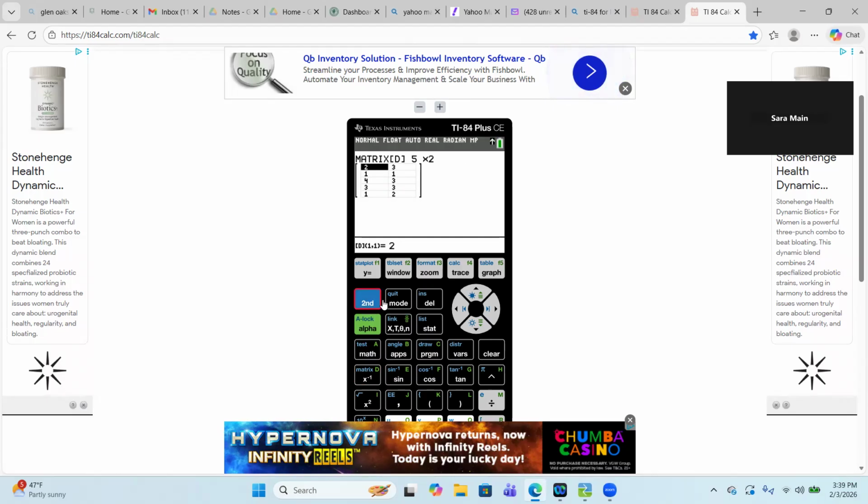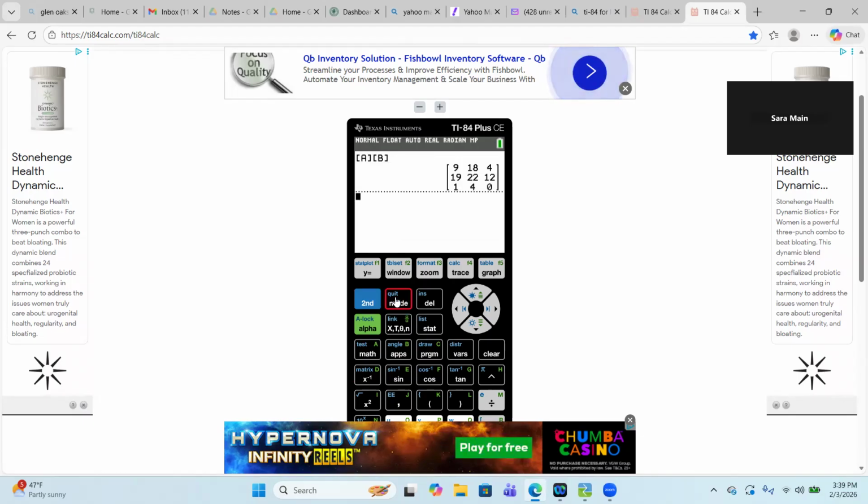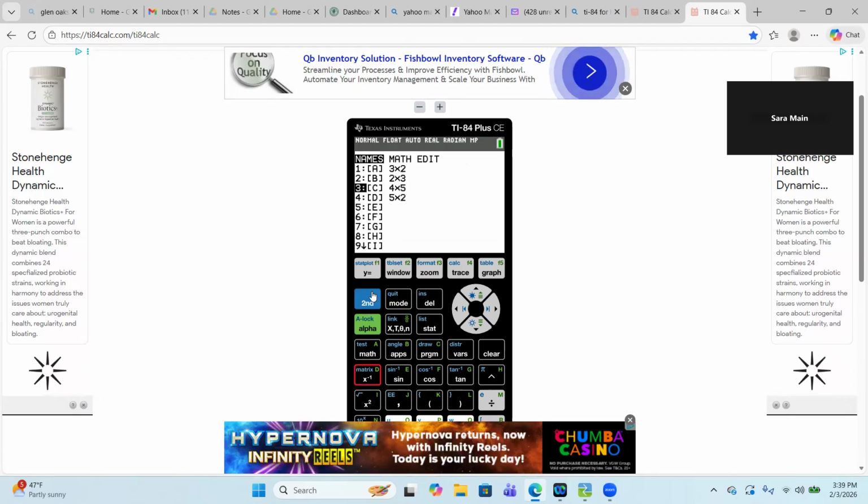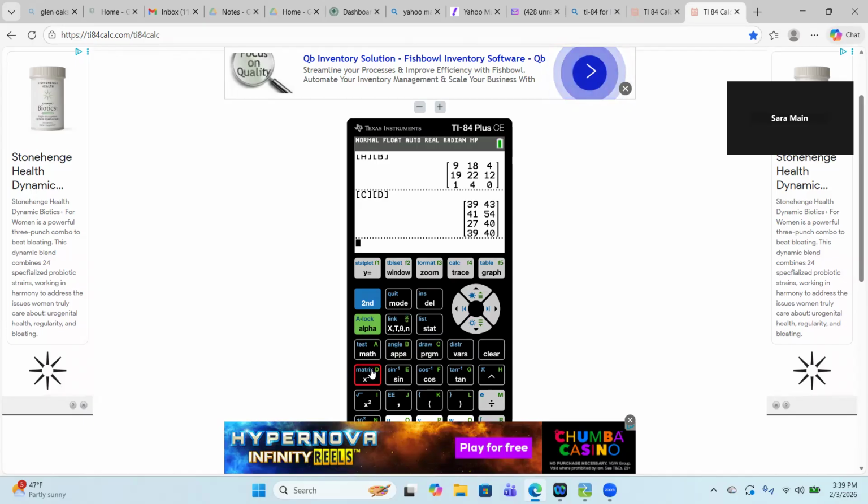Matrix. And then we're going to multiply A times B. Oh, actually, I'm calling them C and D. I'm going to correct that. C and D. I'll correct my paper here. So we're doing second and matrix, and I'm choosing C. And then second and matrix, and I'm choosing D. And that is what we get.